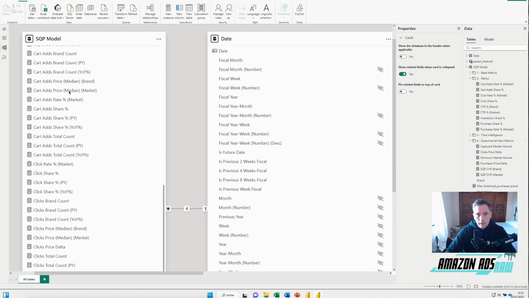So within SQP, many of these metrics do come already. So cart adds, brand count is something that is in the original SQP report. What is not in the original SQP report is the stuff we see over here on the right side. First, everything that is called time intelligence. So these are the metrics I created to measure something over time. You can do whatever time intelligence makes sense to you.